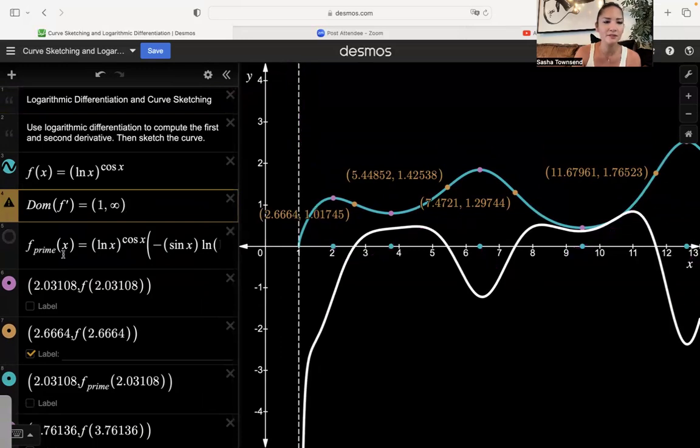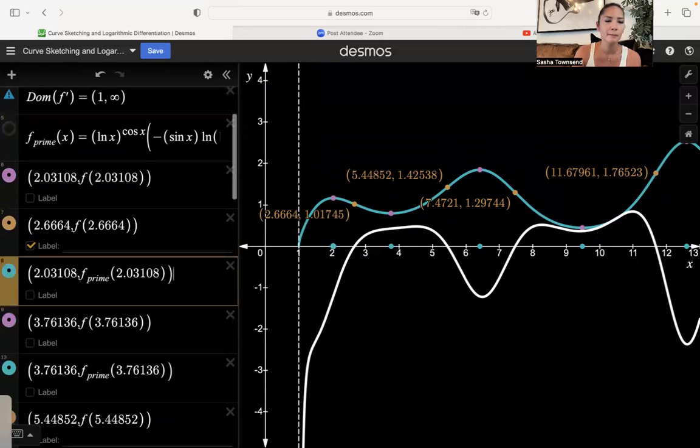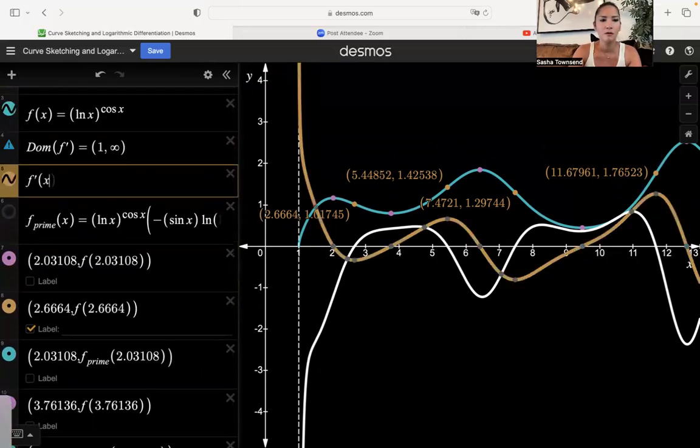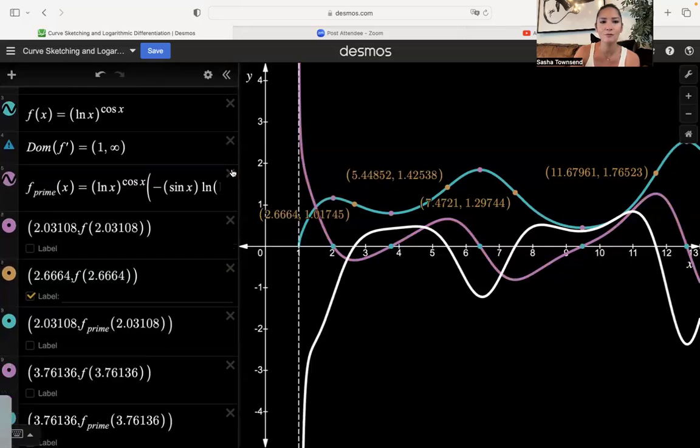So I'm going to hide that first derivative just for a second, and I'm just going to type f prime and ask it to graph it. And then I'm going to graph my f prime that I computed myself. And we see that my f prime and Desmos's f prime are the same. So I know I didn't make a computation error. I know I did that correctly, so that's cool.